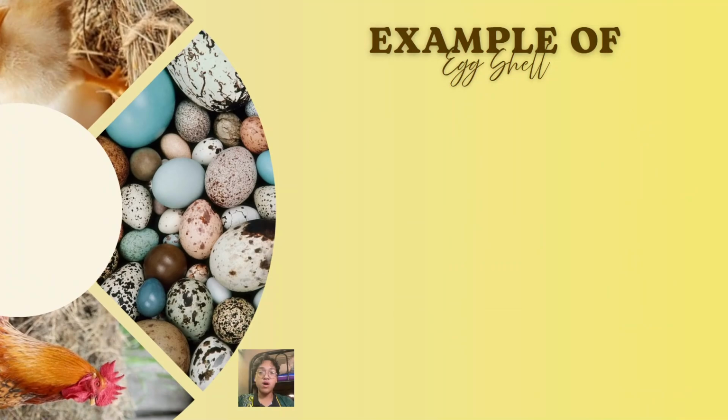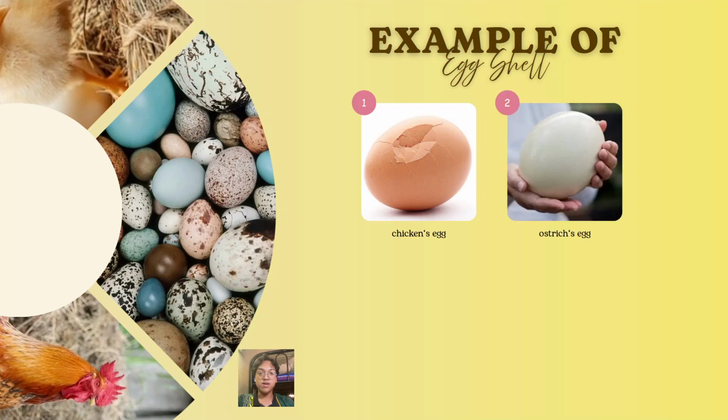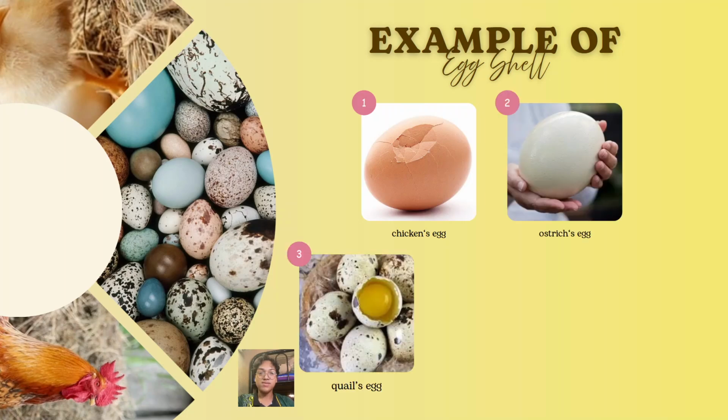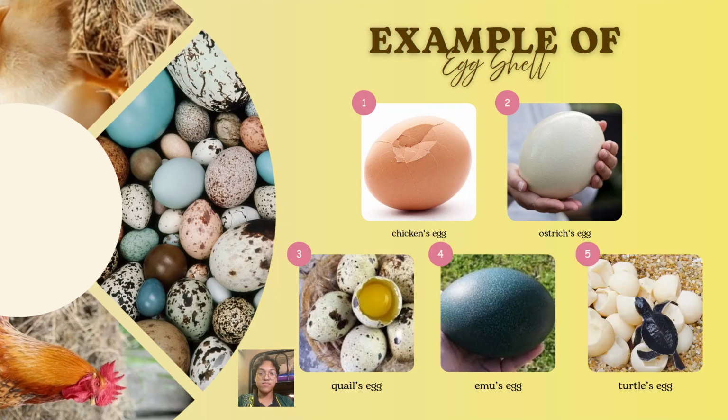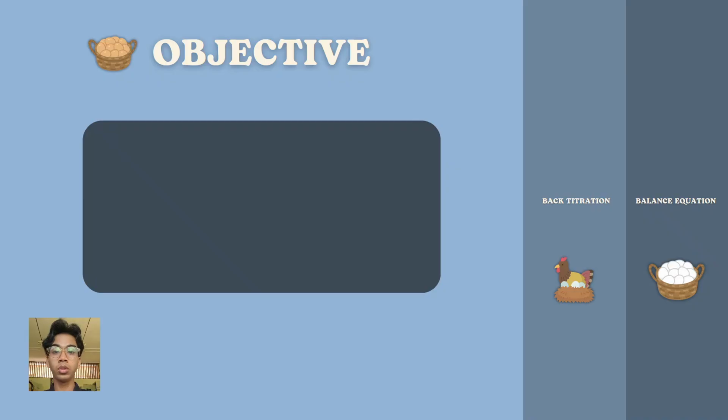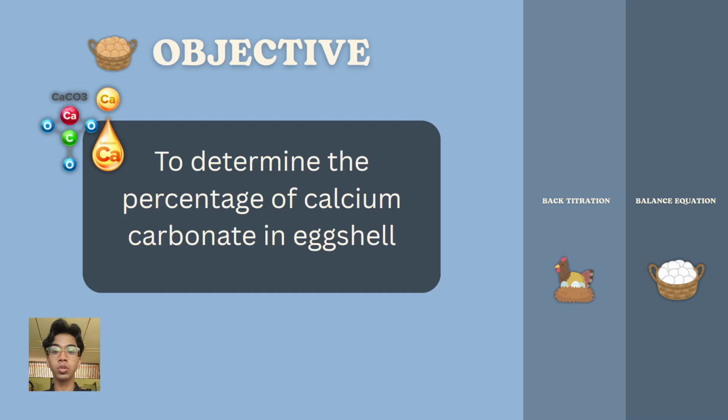There are a few examples of eggshell: chicken's egg, ostrich egg, quail egg, emu's egg, and turtle's egg. The objective is to determine the percentage of calcium carbonate in eggshell.